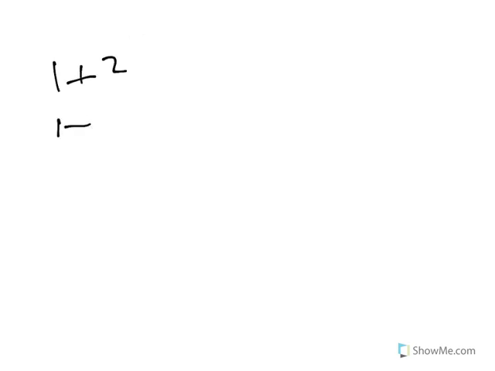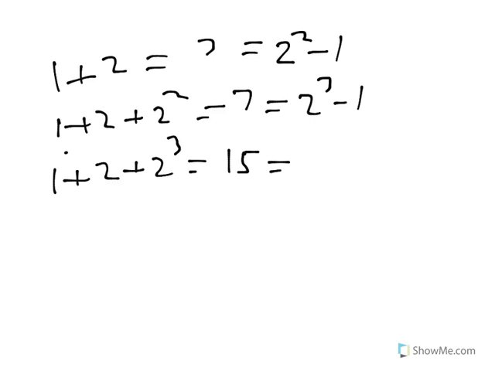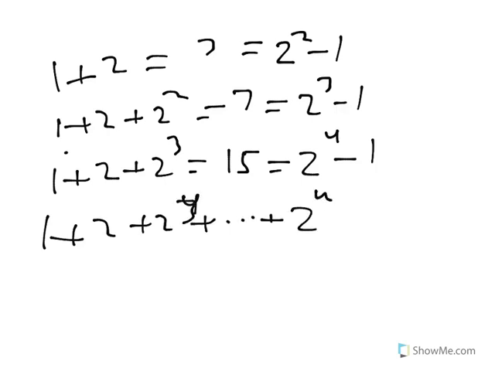First thing I want you to notice, when you add together the powers of 2, you get 3, you get 7, you get 15. Notice how 1 plus 2 is 3, which happens to be 2 squared minus 1. And 1 plus 2 plus 2 squared is 7, which happens to be 2 to the 3rd minus 1. And 1 plus 2 plus 2 cubed is 15, which happens to be 2 to the 4th minus 1. And in general, 1 plus 2 plus, say, up to 2 to the n minus 1, is going to be 2 to the n minus 1. That's a little fact about adding up powers of 2.